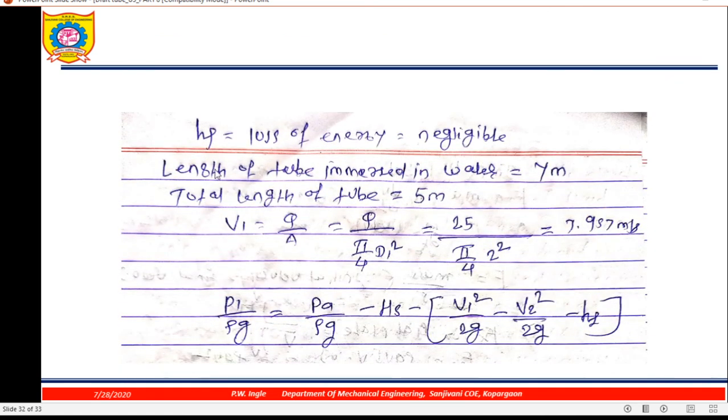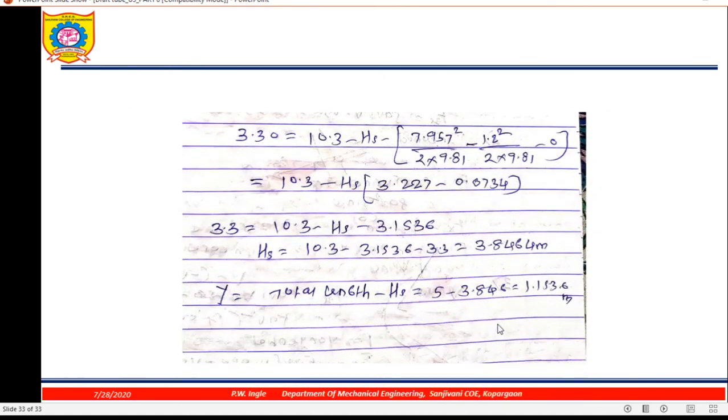Then HF, the loss of energy, is negligible, it is not given in the problem. So V1 you calculate. Then P1 by rho g equal to PA by rho g minus HS plus this. Finally, taking 10.3, you will get HS equal to 3.846 meters. So y is the total length minus HS, y equal to total length minus HS. So it is 1.1536.